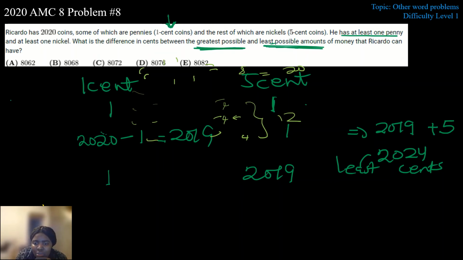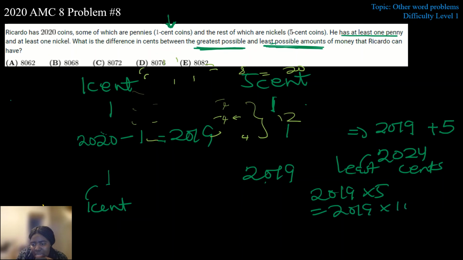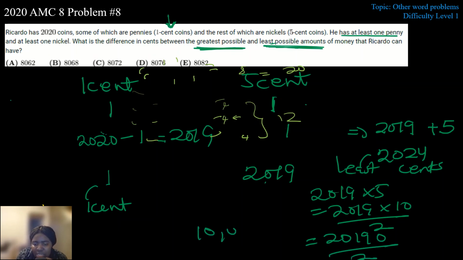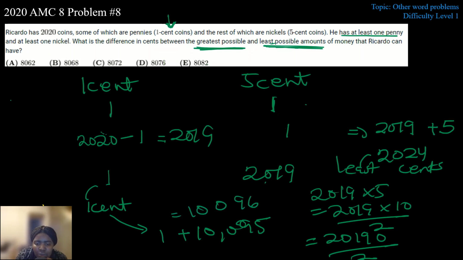Okay, so now we need to figure out the value of this one. For this one, we have just 1 cent, but for this one, it's 19 times 5 cents. If you think about this, it's the same as 19 times 10 divided by 2, right? 10 divided by 2 is 5. So we get 190 over 2, and if you split that up, you end up with 95. All right, and then we have to remember to add this 1 cent, so it's plus 1. That gives us 96 for the greatest.